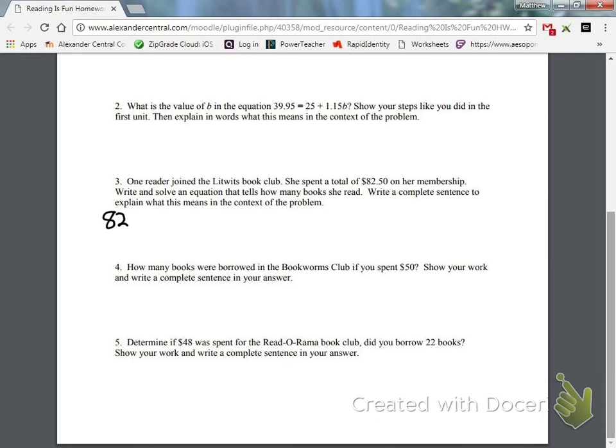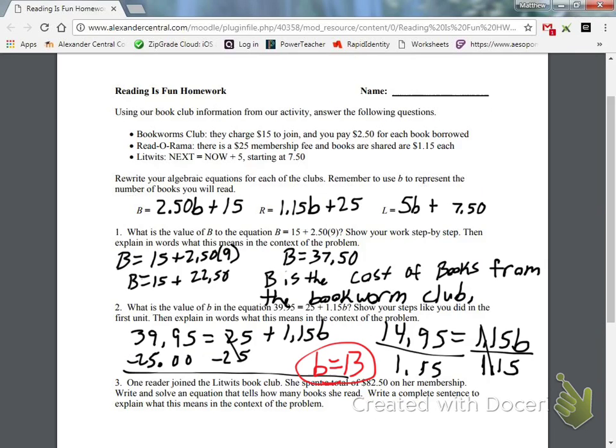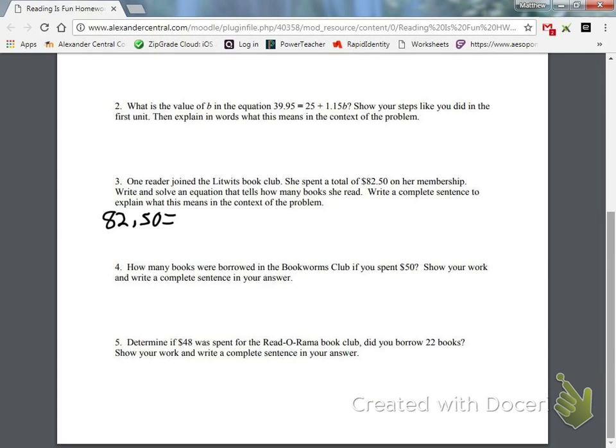So we got $82.50 equals, and then we're going to copy down the rest of our expression here. 5B plus $7.50. Does anybody have a question where any of those pieces came from? It told us we were using the Litwitz equation. It gave us a total amount, so that means we were plugging it in for capital L. And now it wants us to solve for B, because it wants to know how many books they rented, right? Yep. So, get rid of the constant first, and we use our inverse operation because we're wanting to go to the other side of the equal sign.